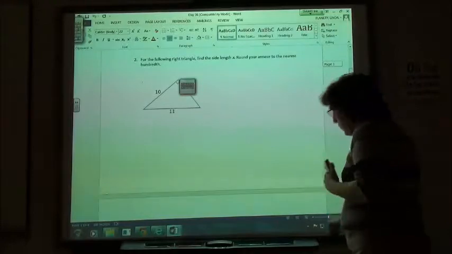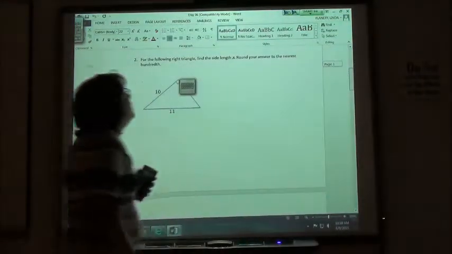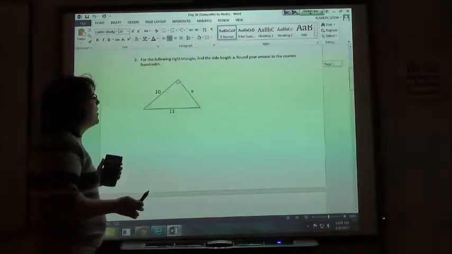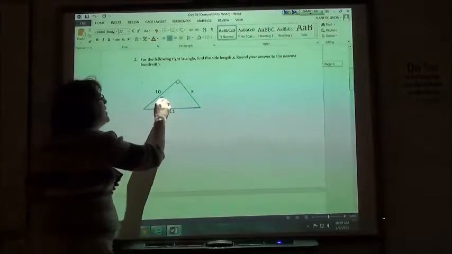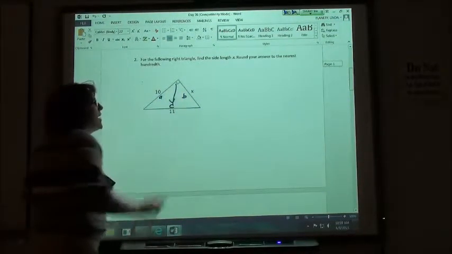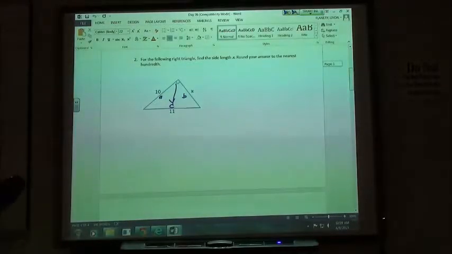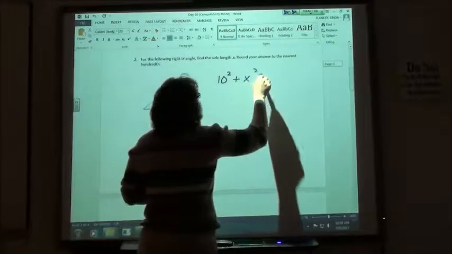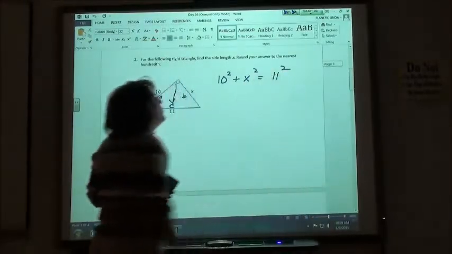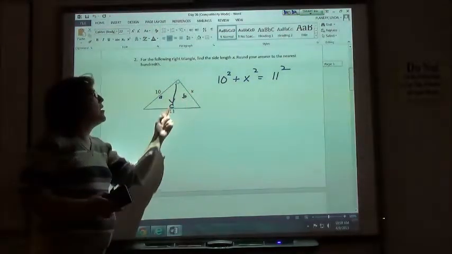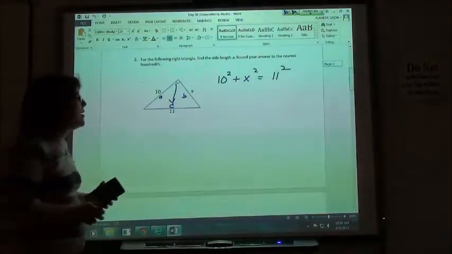The second one, for the following right triangle, find the length of the side x, round your answer to the nearest hundredth. Again, we want to make sure that the two short sides are our A or B, the long side is the C. So this would be A, this would be B, this would be C. The long side is always opposite that right angle. So I would say that 10 squared plus x squared is going to equal 11 squared when I set up my formula. The sum of the two short sides squared is equal to the longer side squared.